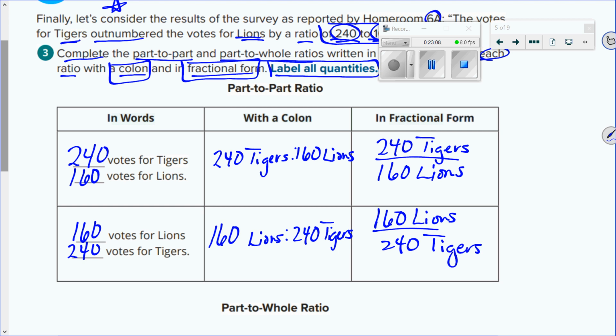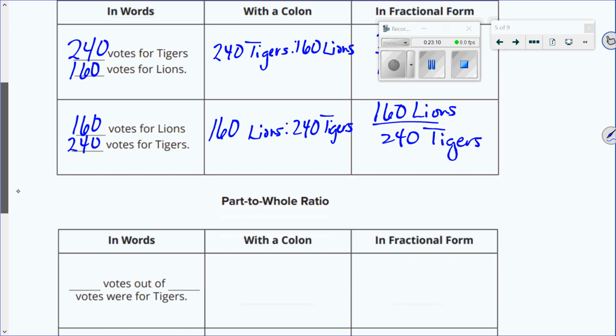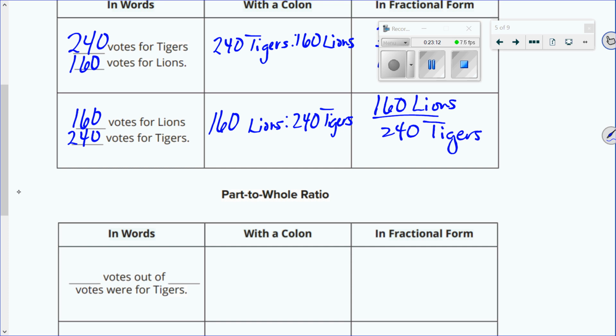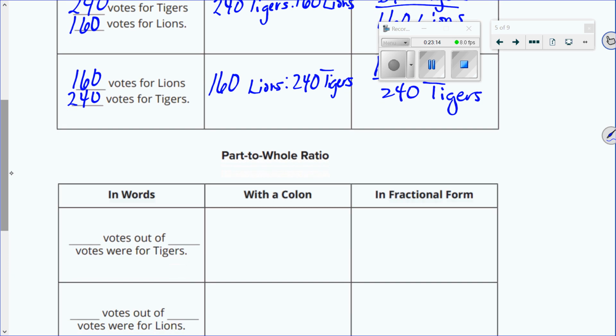Now the second part is where most of you, if you had a problem with this, could have potentially gotten confused. So if you look at it in words first, hopefully it will help you. So how many votes were for the tigers?